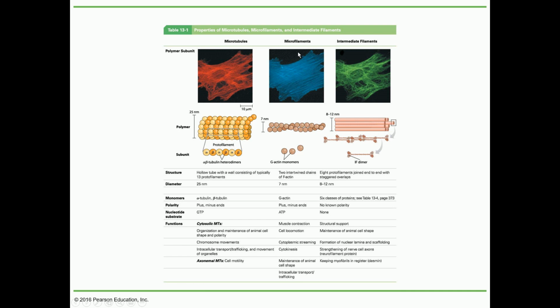The next cytoskeleton filament is microfilaments, and these microfilaments are made of a protein called actin. The microfilaments are basically made of two intertwined chains of F actin. You can see that these are the actin proteins. Each is called a G actin monomer, G for globular, and they polymerize and form the filaments. F means filament, and it is made of all these G actins.